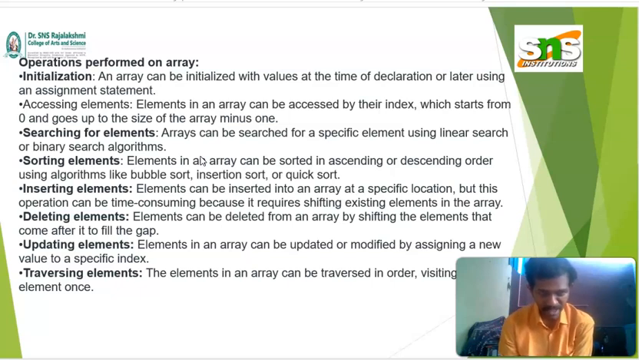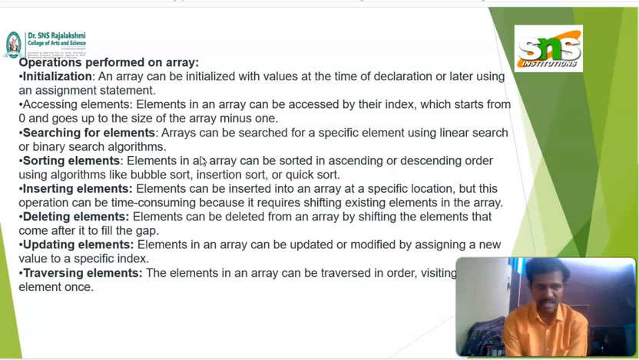Next one, accessing elements. How can we access the elements? With the help of indexing, we can list out in which positions the number is stored. It usually starts with the starting number 0. It goes up to the size of the array minus 1. So if we have 10 elements to be stored, since the indexing starts from 0, we can start from 0 to 9. Totally the number of elements stored is 10.